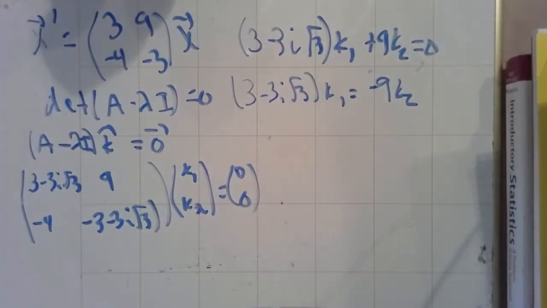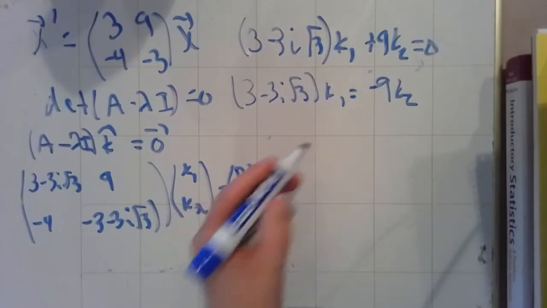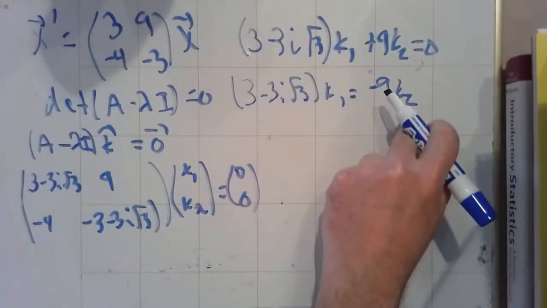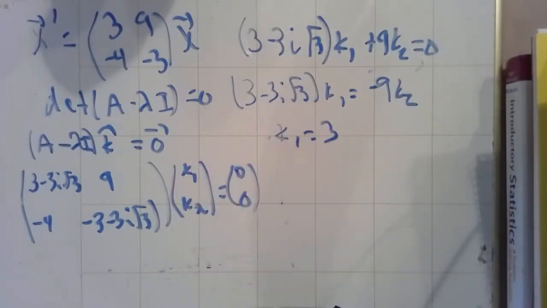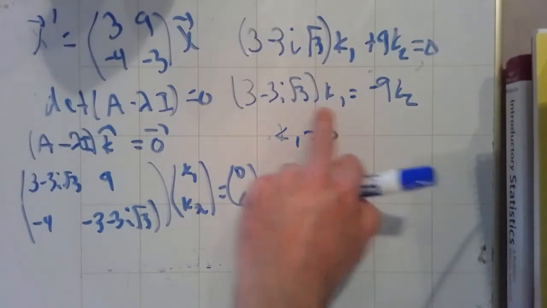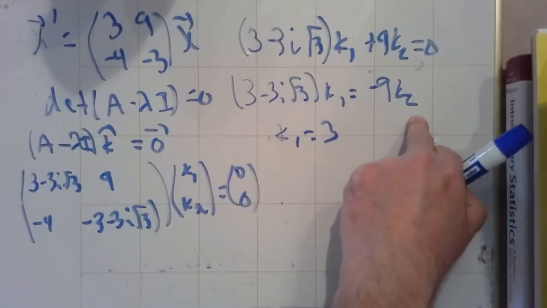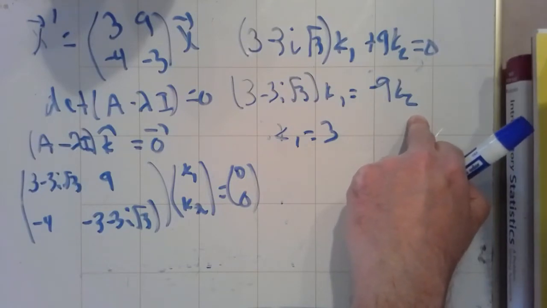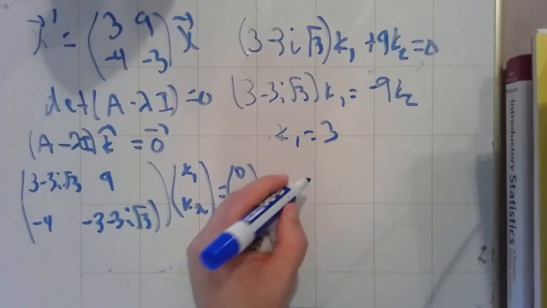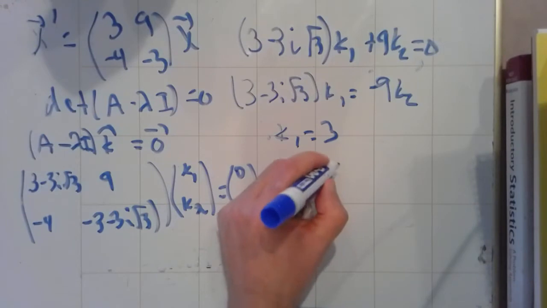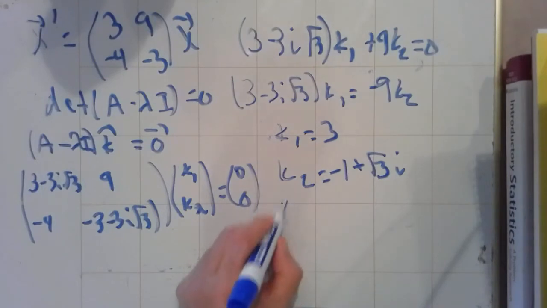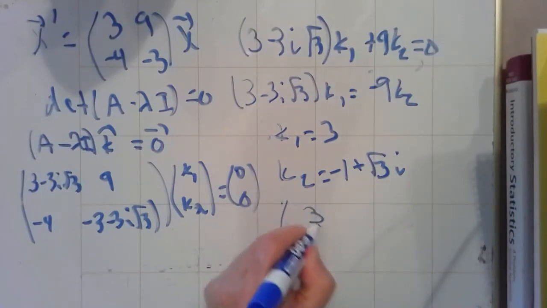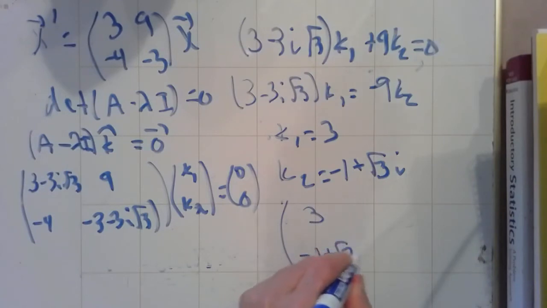And for simplicity, remember, we could pick whatever we want for either of these. We pick this one and solve for that one. So I'm going to say k1 equals 3 because it makes the math work out easier. If we plug that in there and solve for k2, you should check these details on your own. We get k2 will be negative 1 plus root 3i. So my eigenvector is 3, negative 1 plus root 3i.